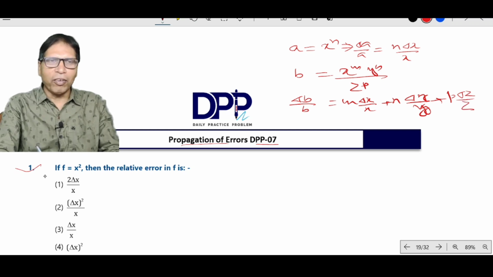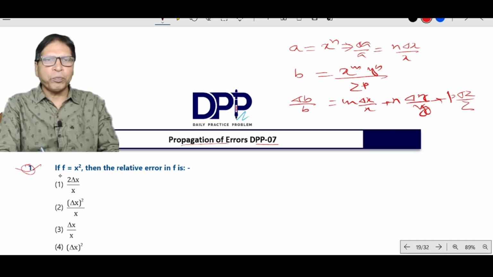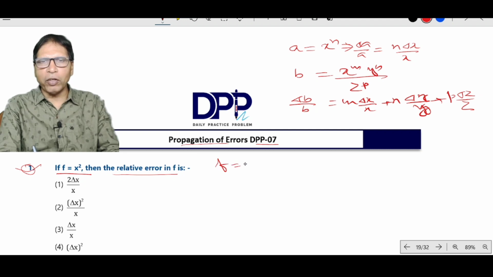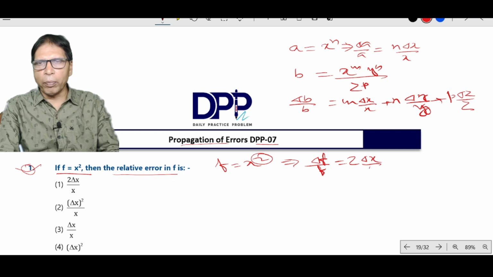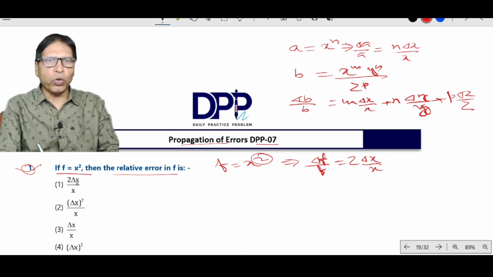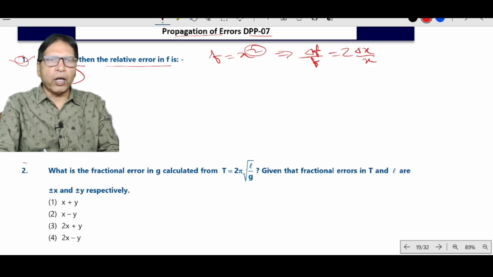Okay, now look at numerical one. If a equals x square, then the relative error in f is... So look at this here, a equals x square. Therefore, the relative error of f, that is delta f by f, is 2 times the relative error of x. Okay, so option 1 is correct.